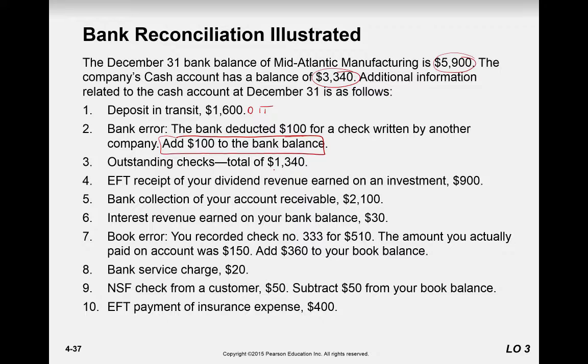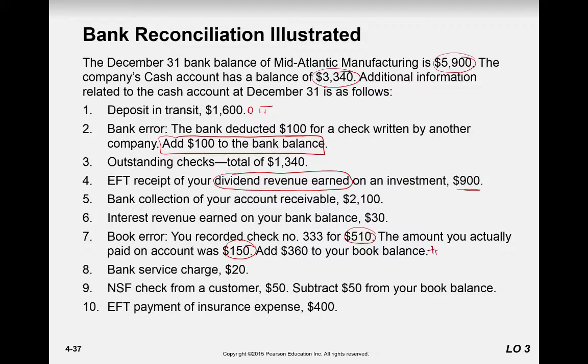Outstanding checks of $1,340. Then we have an EFT for some dividend revenue that we earned, keyword there, earned. So we're going to record $900. Then bank collected from one of our accounts receivable $2,100. Interest revenue that we earned is now $30, so we're going to add that back. We have a book error where I recorded this particular check for $510, but I actually should have recorded $150.